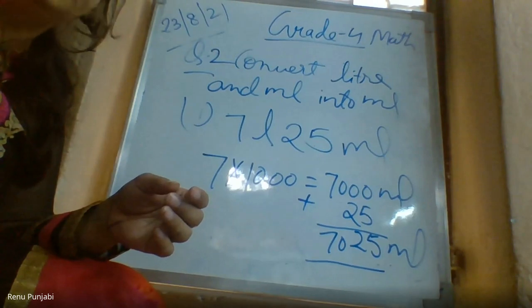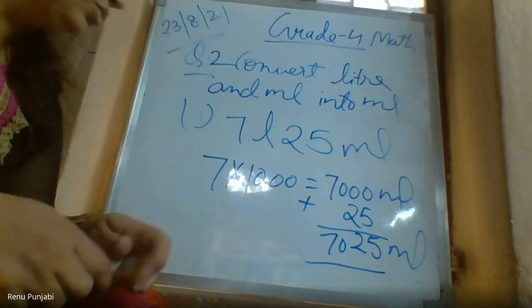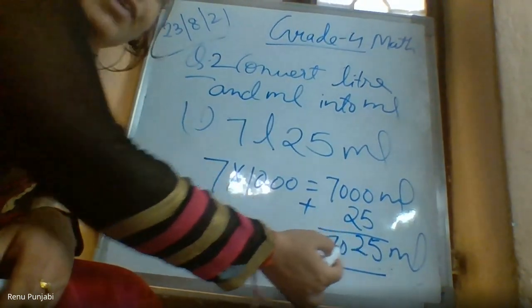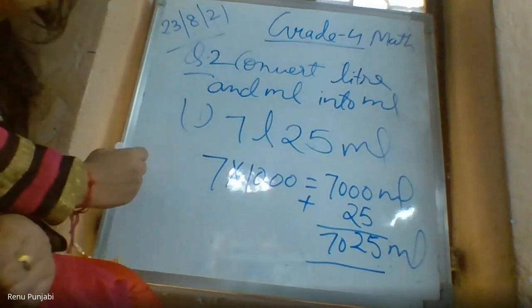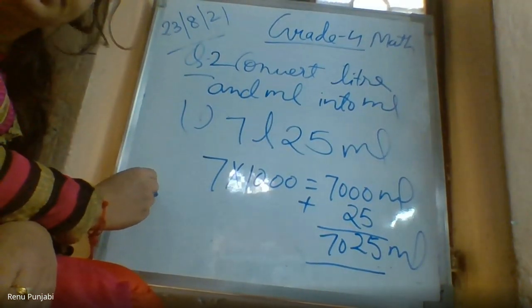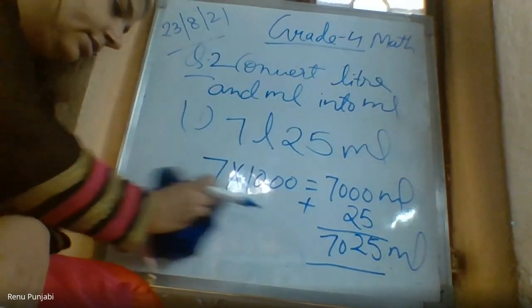So how do you write 5,035? 5 liters and 35 milliliters. No, you said that 5,035. If I want to write the 5,035 in this form, how will you write it? Tell me the digits with the places. 5,035. Good.